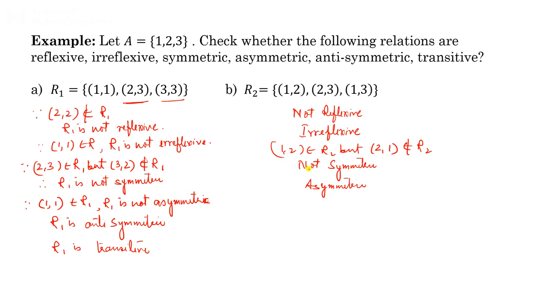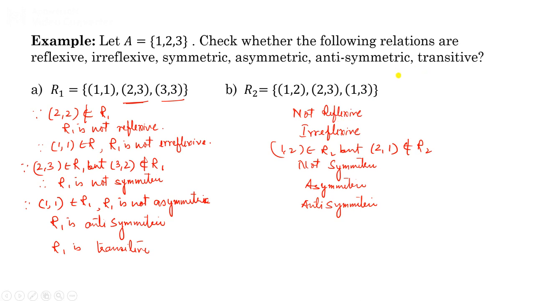Now antisymmetric. Look at this, 1 is related to 2 but 2 is not related to 1. 2 is related to 3 but 3 is not related to 2. Similarly 1 is related to 3 and 3 is not related to 1. It means the conditional part is not satisfied, therefore it is antisymmetric.